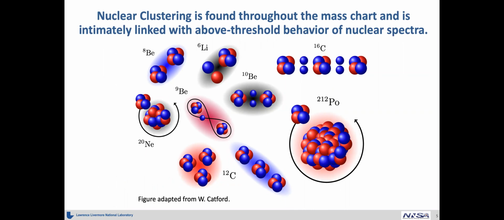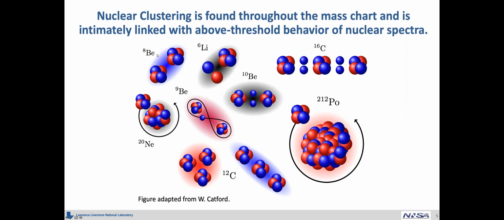So one of the cool things you can do with ab initio theory is, at the end of the day, your fundamental degree of freedom is still the nucleon. So what you can do is study the emergence of collective phenomena in nuclei and how these phenomena will emerge from the nucleonic degrees of freedom. And one of my favorites is nuclear clustering. It refers to the formation of substructures within an atomic nucleus.